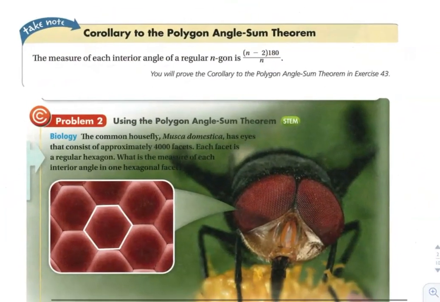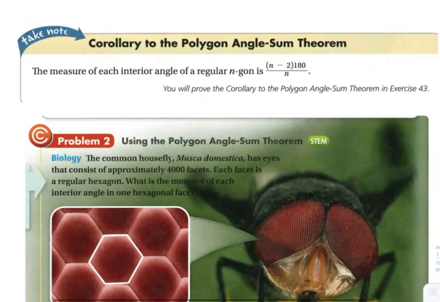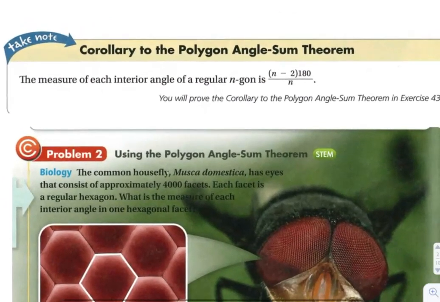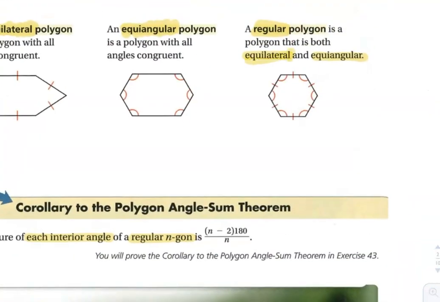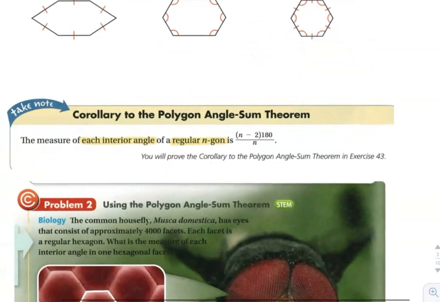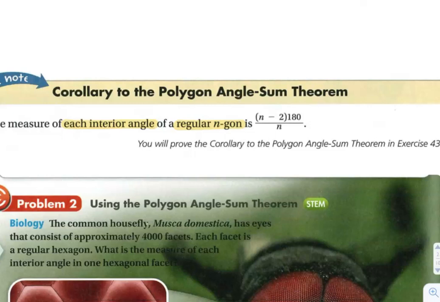All right, corollary to the polygon angle sum theorem. So this is the formula we can use to find each interior angle of a regular polygon. If we have a polygon that's both equilateral and equiangular, and we wanted to find the measure of just one angle, we can use this theorem, which makes a lot of sense, right?